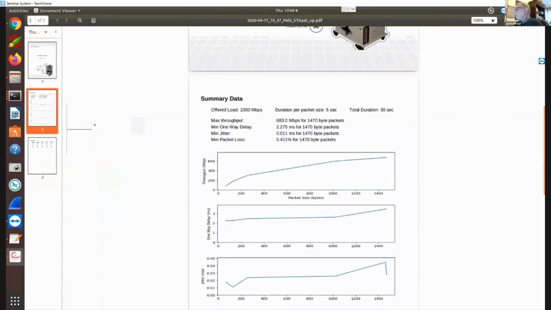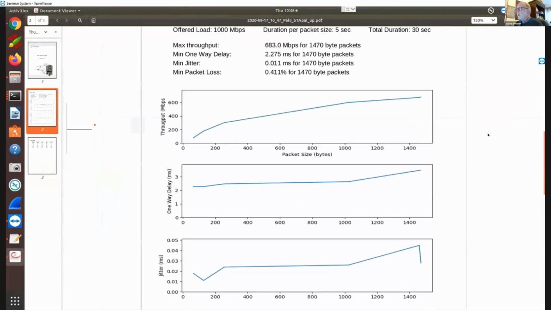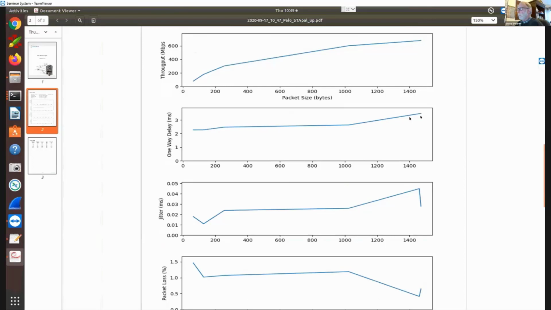And let me just blow these up a little bit more. Here's a plot of the throughput for the various packet sizes. You'll see the throughput's pretty low for small packet sizes. Again, we talked about protocol overhead and so on. One-way delay is pretty much constant in this case.